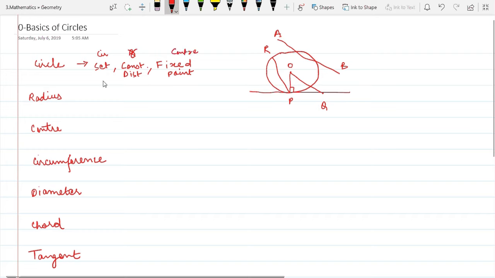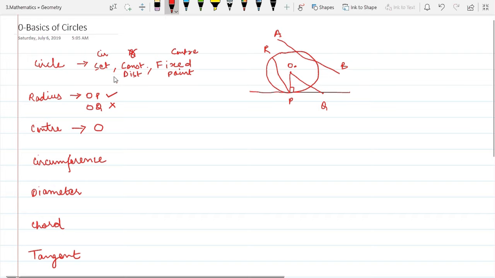Now let us go through the example in the figure shown here on the right. So what is the radius of the circle? OP is the radius of the circle, but remember OQ is not the radius of the circle because it extends beyond the circle. What is the center of the circle? The center of the circle is the point O. The point O, which is this point here, which is the center of the circle.